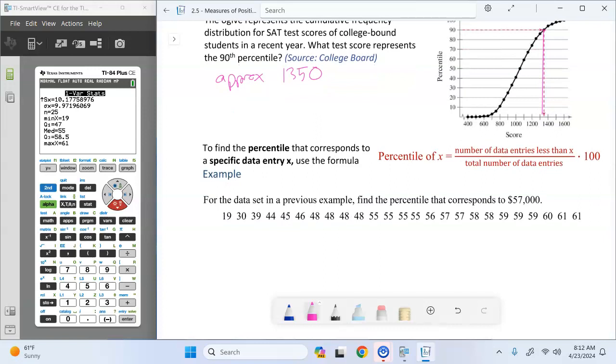If we want to find a specific percentile that corresponds to any specific data entry, we can use this formula: the number of data entries less than X divided by the total number of data entries, and then we multiply it by 100 to turn that into a percent. So with our previous example, with the tuition, we want to look at the percentile that corresponds to $57,000. So we're going to look at the number of data entries less than $57,000. How many data entries do we have that are less than $57,000?